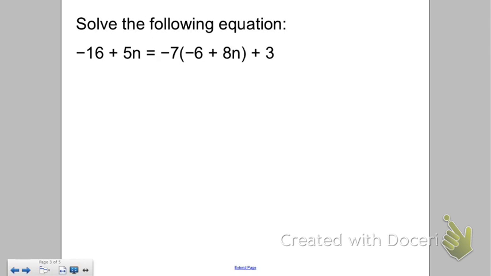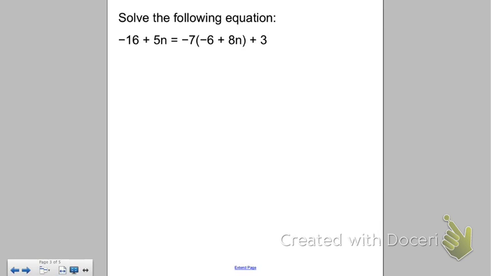The second question. Solve the equation. Negative 16 plus 5n equals negative 7 parentheses negative 6 plus 8n plus 3. Take a second to copy down the question. Since I'm solving an equation, I'm still doing the same process. I'm going to simplify the left. There's nothing for me to simplify on the left, so I can bring down my left-hand side. Now I check the right-hand side.